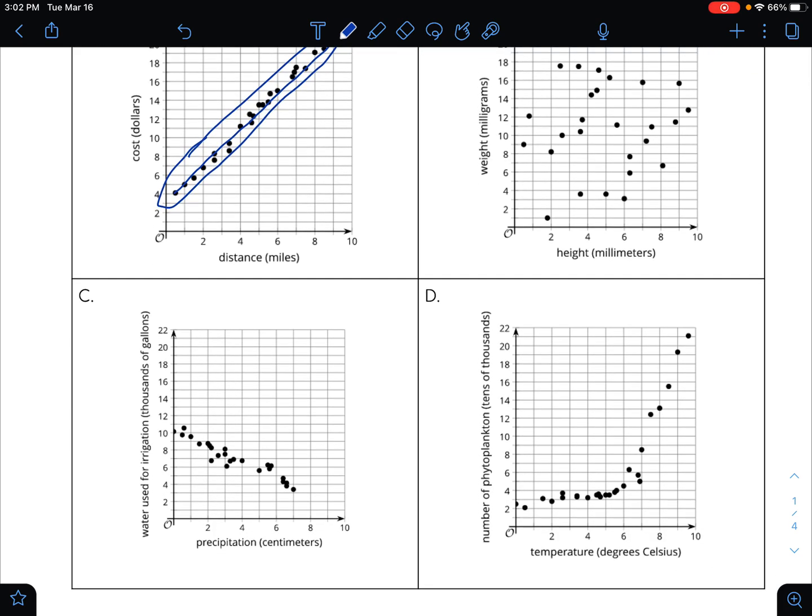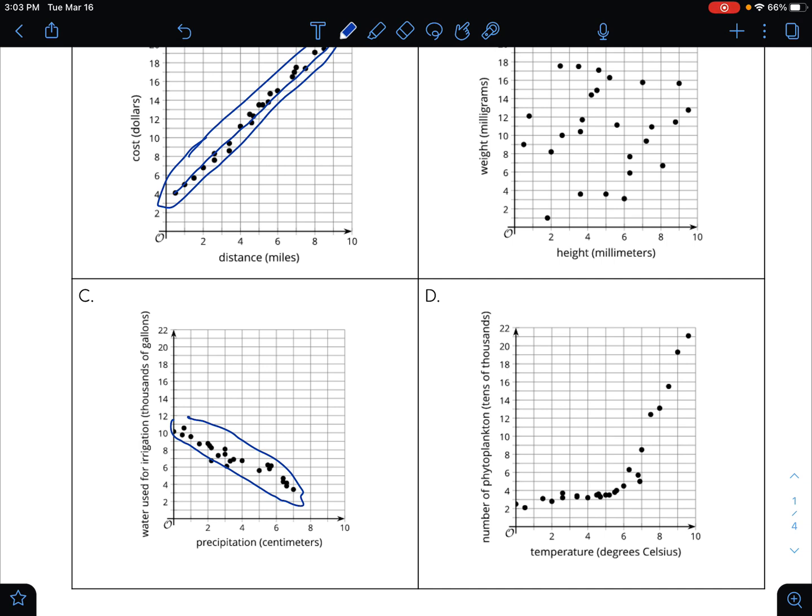And in C, we have the reverse trend, where as the precipitation goes up, the water used for irrigation goes down. So how much extra water you need to use for the irrigation. Irrigation is essentially how crops are watered on farms, but also in our yards. Sometimes people put in irrigation systems. Sprinkling systems are sometimes called irrigation systems for making your lawn green.